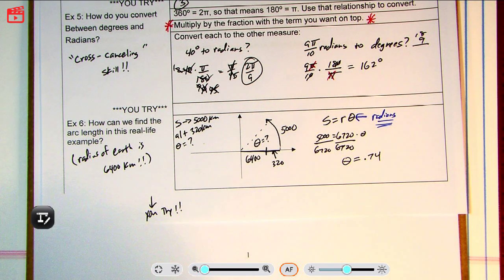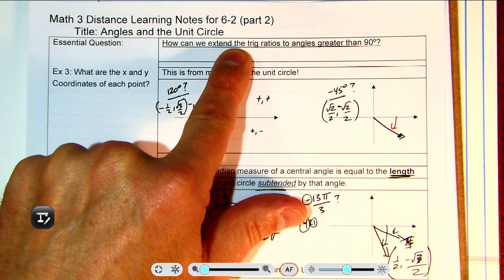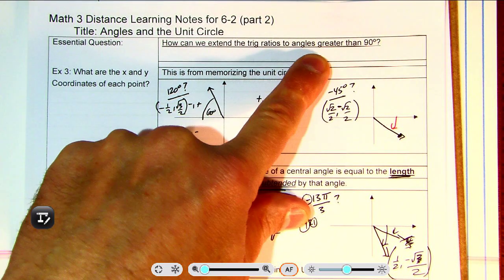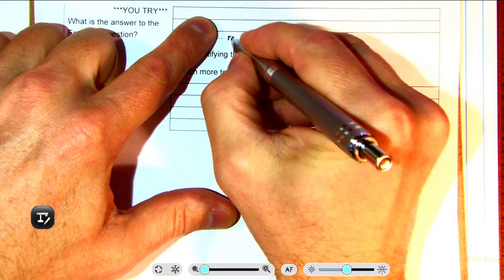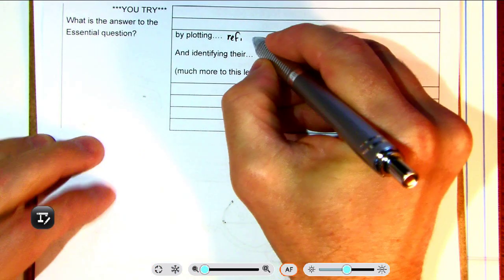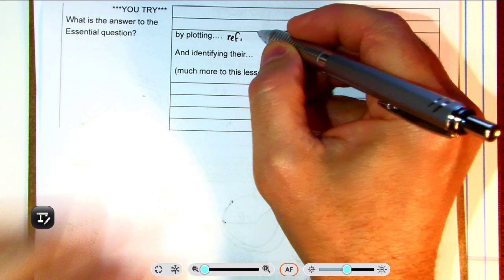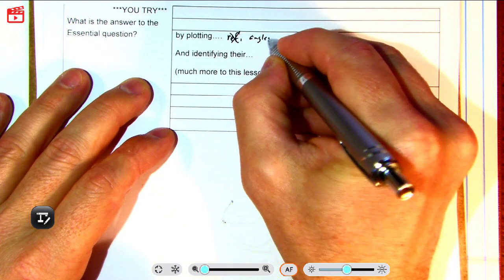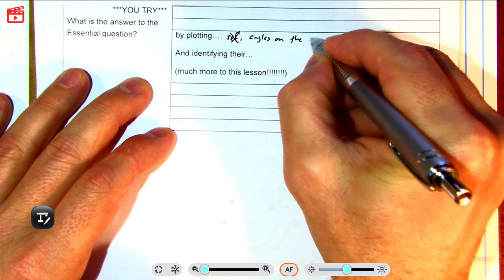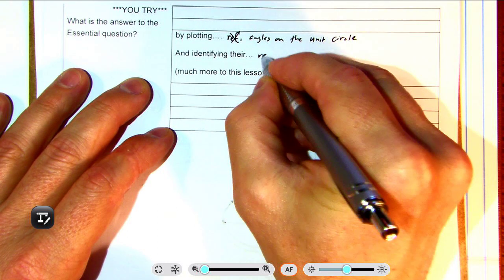Now the essential question is, how can we extend the trig ratios to angles greater than 90 degrees? Well, our answer is very simply by plotting angles on the unit circle and identifying their reference angles.